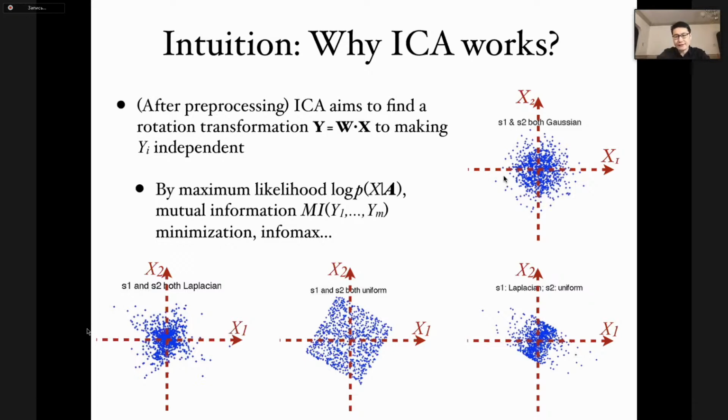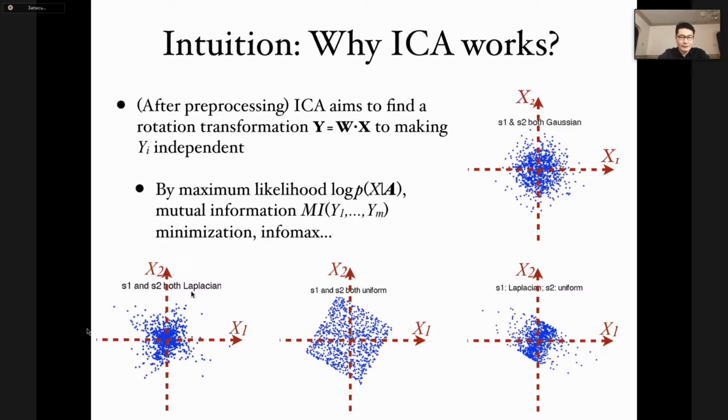In the first case, variables are Gaussian. Now you can see, no matter how you rotate them, no matter how you apply a rotation transformation to the variables, they are always independent. Meaning that you cannot recover the information of the underlying mixing procedure. However, in the other three cases, we can recover the essential information.